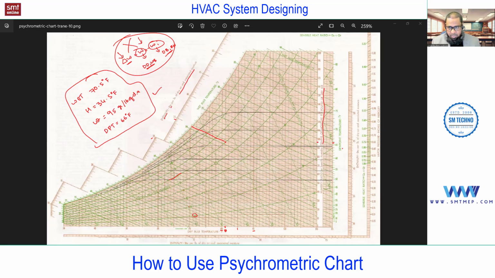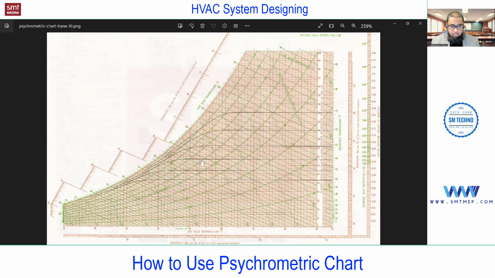So some more examples are given in the notes, even in your previous notes also. You can try these examples after the class. You'll find some more points related to psychrometry, like humidification, dehumidification, contact factor, bypass factor, and the coil.